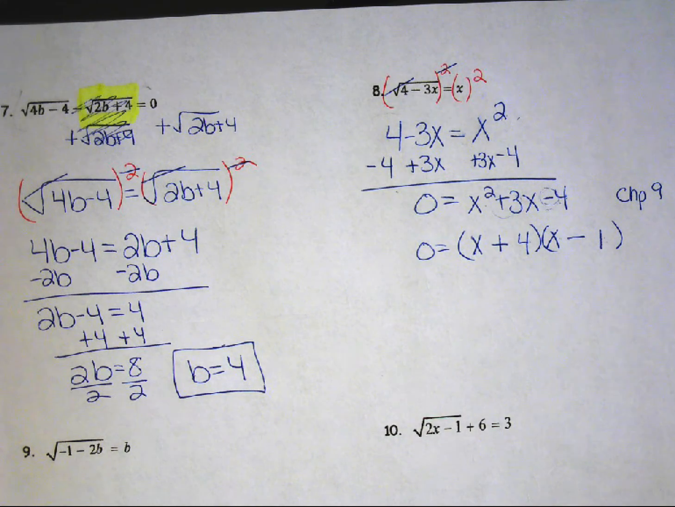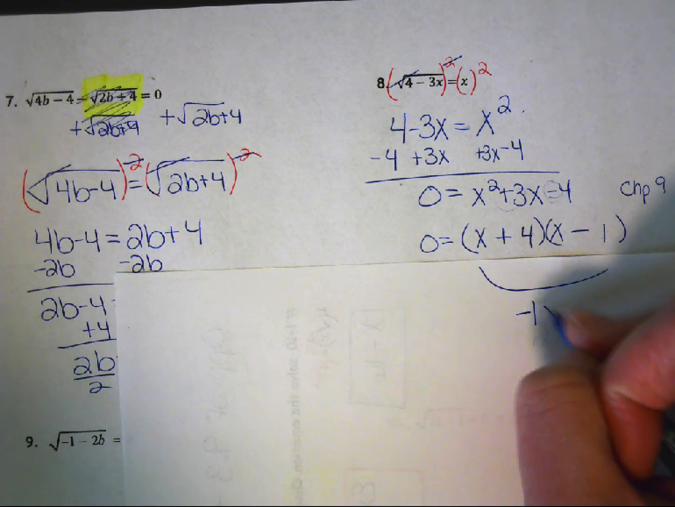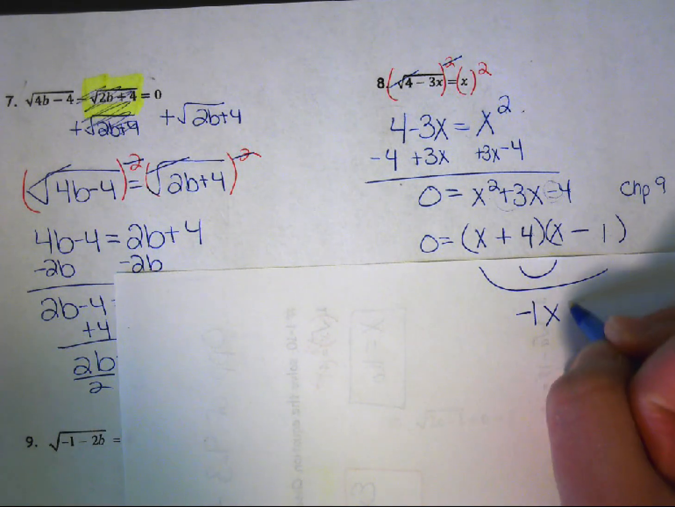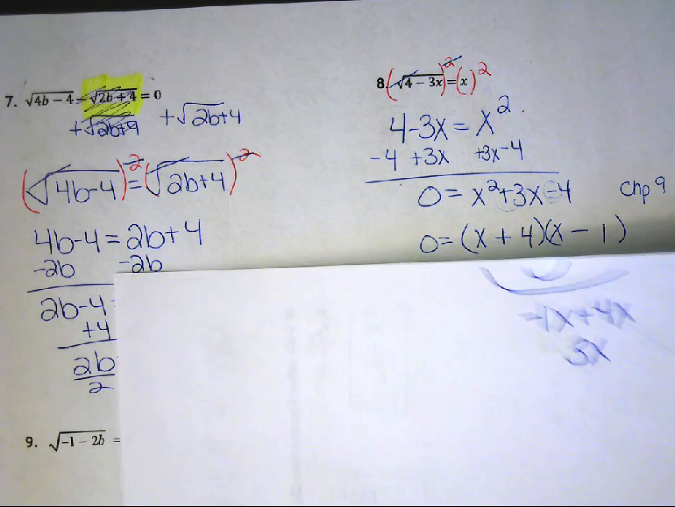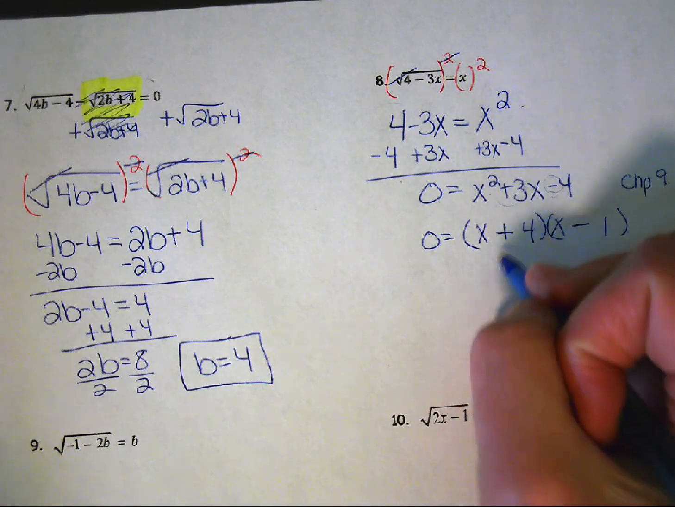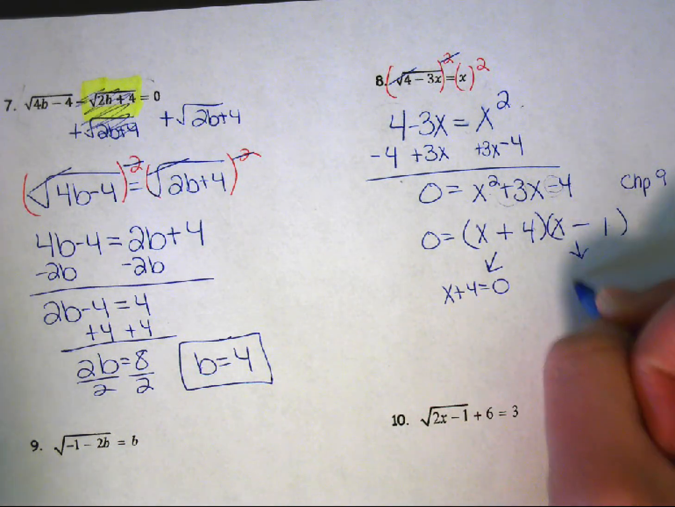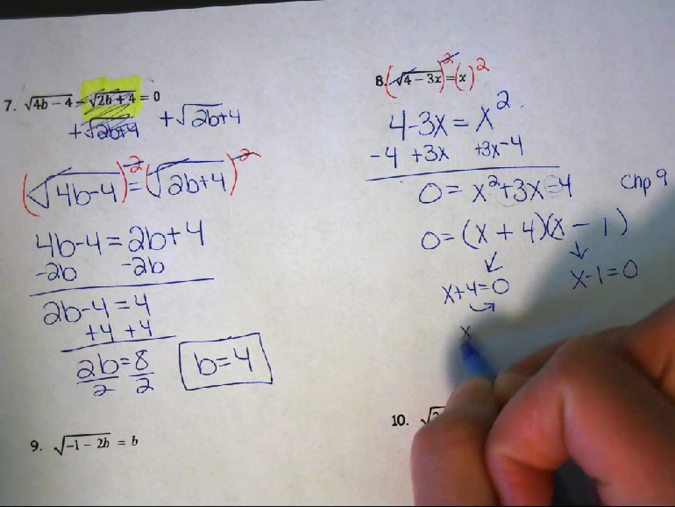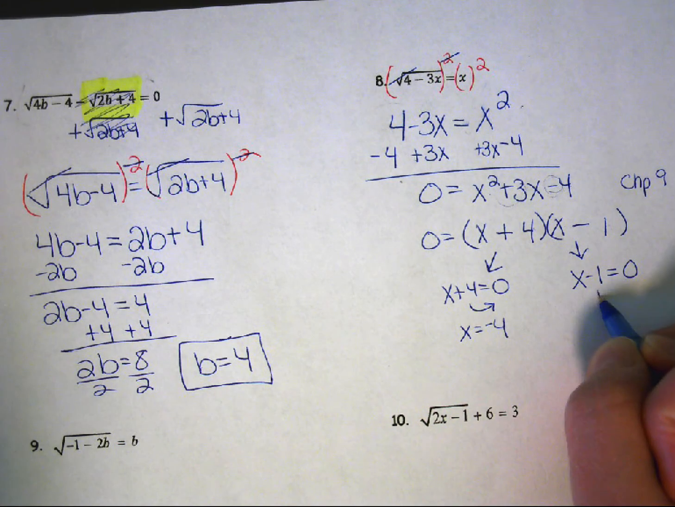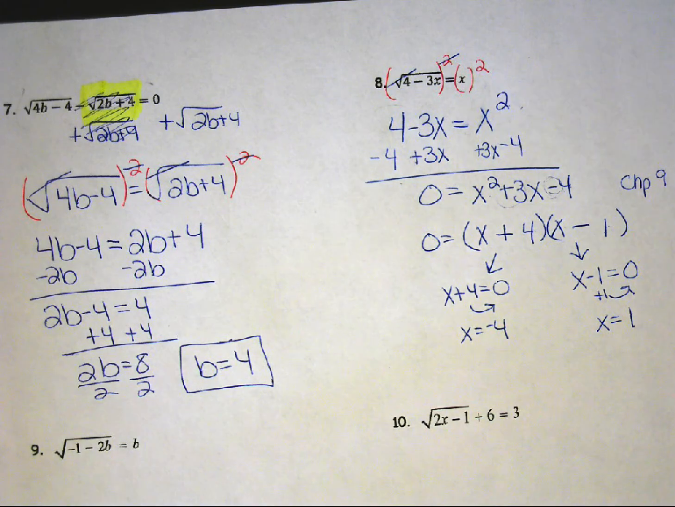And then if I were to check my outer, I get a minus 1x. In my inner, I get a plus 4x, which is positive 3. So I know I've solved it right. And then what I do is I just set each of these equal to 0. So if I move the 4 over, I get a negative 4. And if I move the 1 over, I get a 1. Now, we have to be careful because this has 2 solutions.